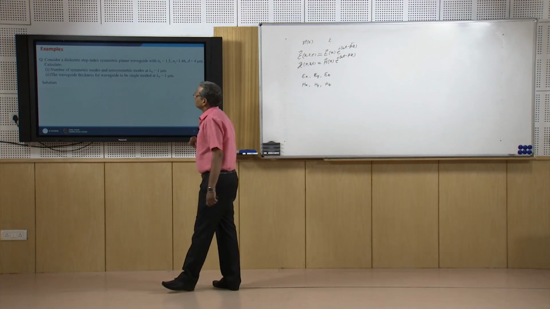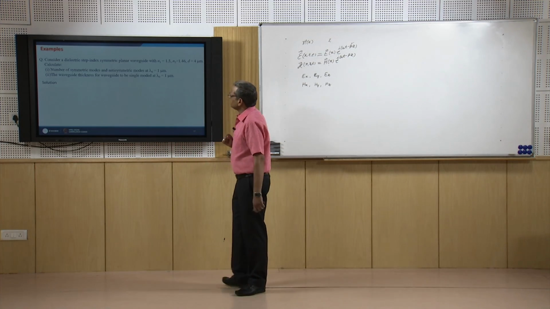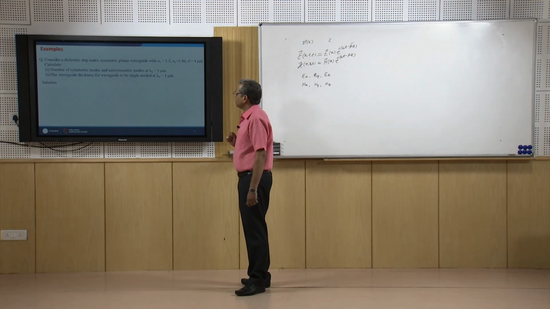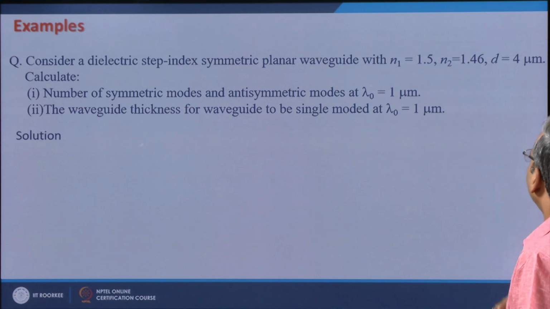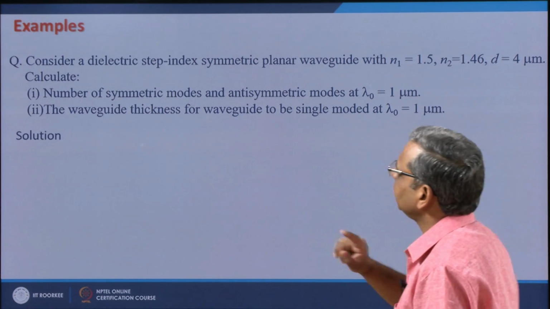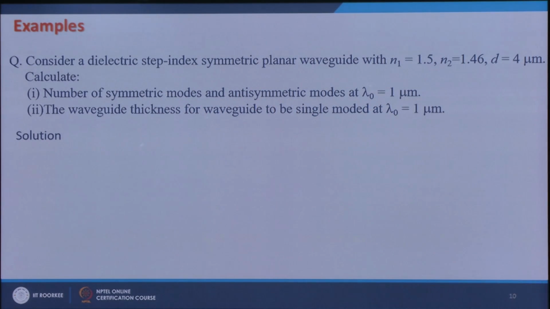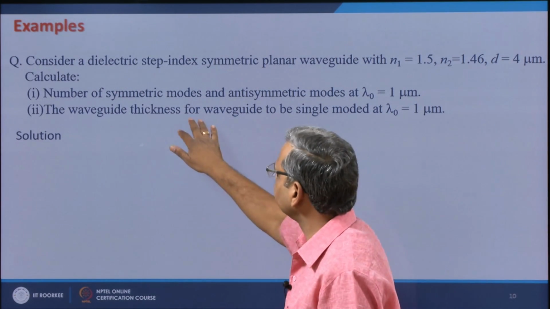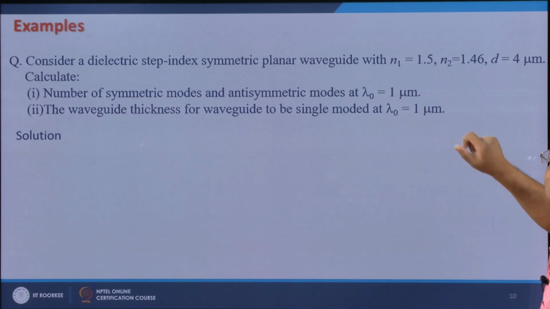Let us do few more examples. So, let us consider a dielectric step index symmetric planar waveguide with N1 is equal to 1.5, N2 is equal to 1.46 and D is equal to 4 micrometer. For this waveguide, let us calculate the number of symmetric and anti-symmetric modes at wavelength lambda naught is equal to 1 micrometer. First part, and second part, the waveguide thickness for waveguide to be single moded at lambda naught is equal to 1 micrometer.